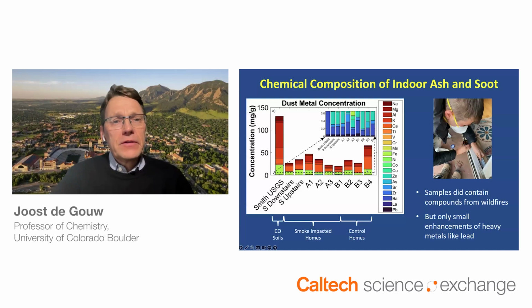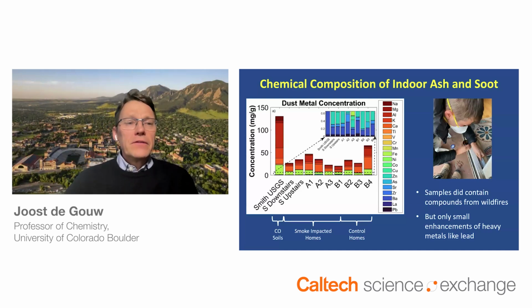So at first glance, you don't see a big difference between the different categories. If anything, the regular soil sample on the left has the highest concentrations. If we zoom in, we get to these trace metals like lead, and now you do see that there's a little bit of enhancement indoors in smoke-impacted homes relative to the control homes. So like Francois, we recommend that you remove this and that you protect yourself when doing that. But the enhancements are not super high.